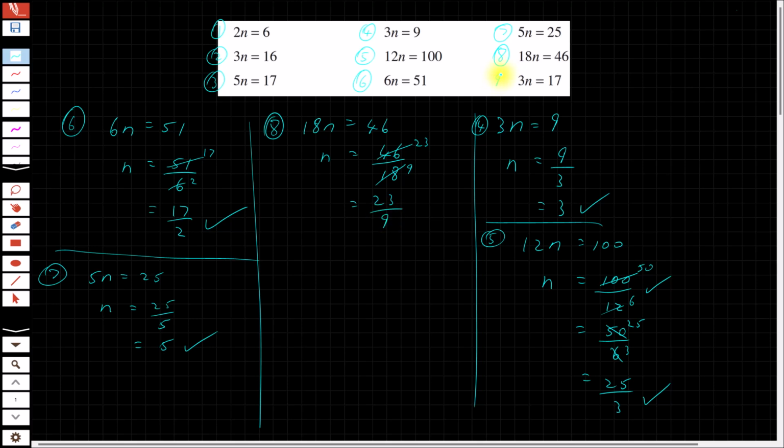Number 9. 3n equals 17. Divide the left hand side by 3, divide the right hand side by 3. We get n equals 17 over 3. And that is your answer. So that completes this lesson on solving these types of equations.